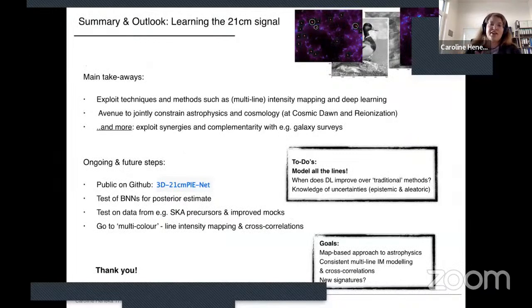So to summarize this, I think both intensity mapping, also of multiple lines, and deep learning, on their own and also together, are very interesting methods to constrain astrophysics and cosmology, pushing boundaries up to high redshift. And I think what will be cool in the next years is to develop better error estimates, test this better on data that we start to have, and also to have a really multi-line setup where we can, in multiple colors, test the universe jointly. And that's it. Thank you.